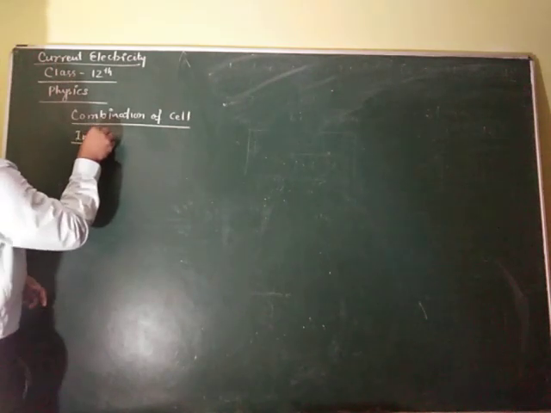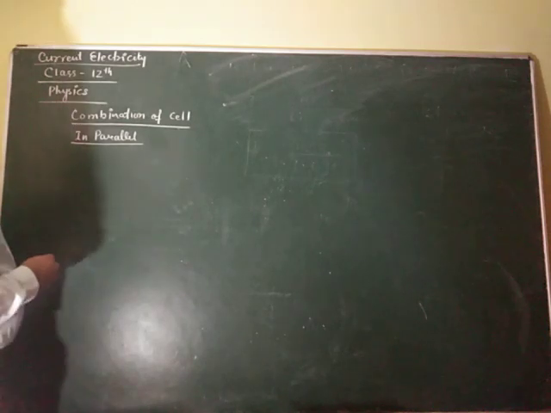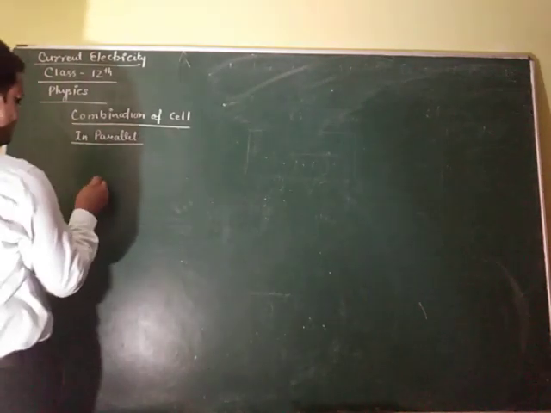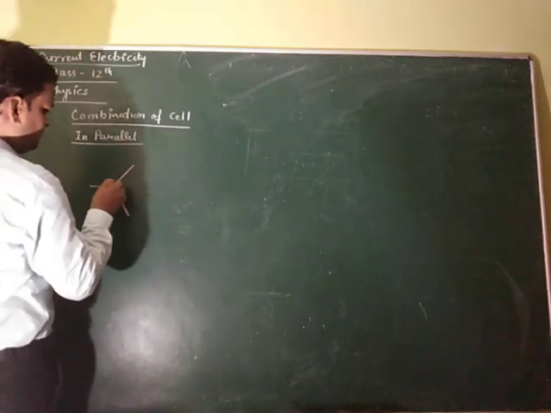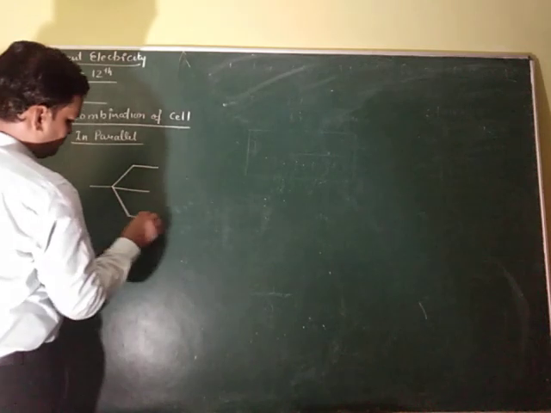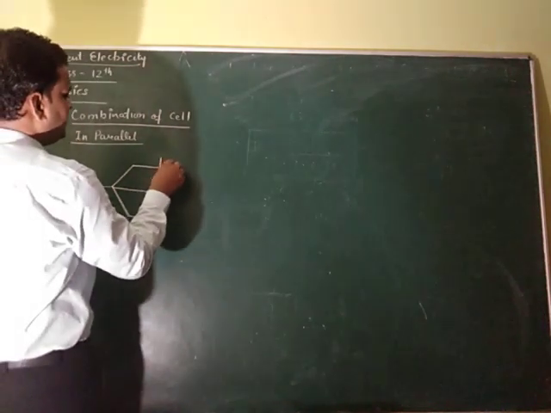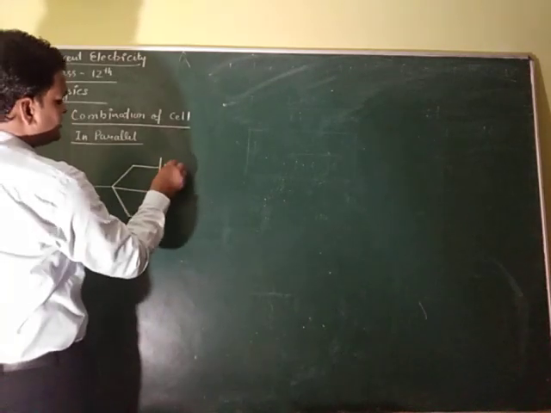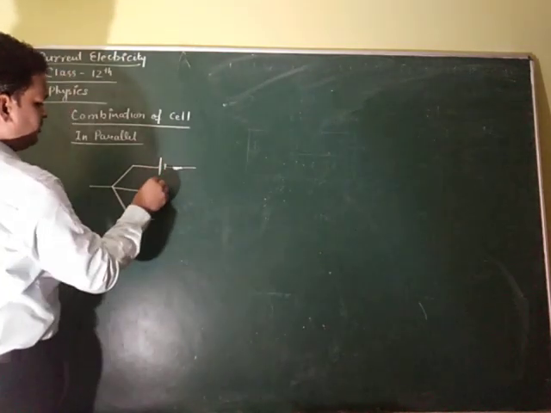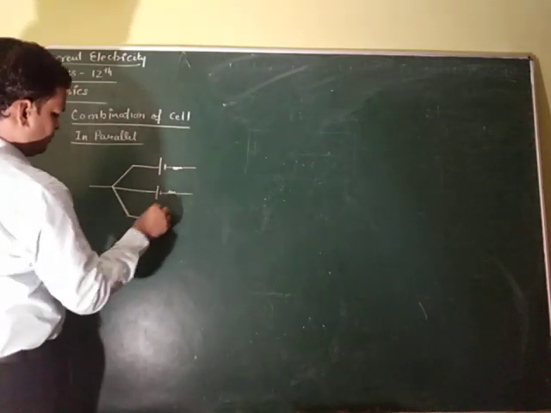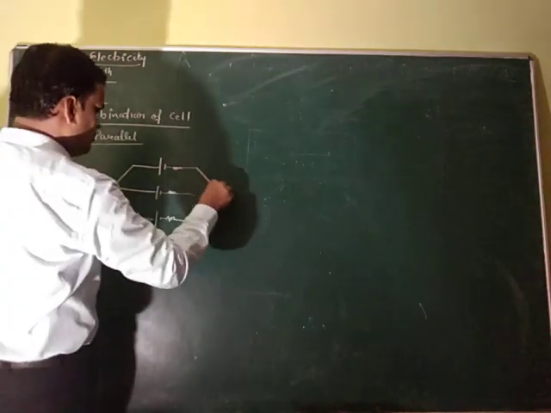In parallel, what is a parallel combination of cells? Let me draw the circuit for you. There is a cell having an EMF, and the internal resistance is always attached. I am not drawing it, or you can draw it also. Previously I had not drawn it, but you can draw it.